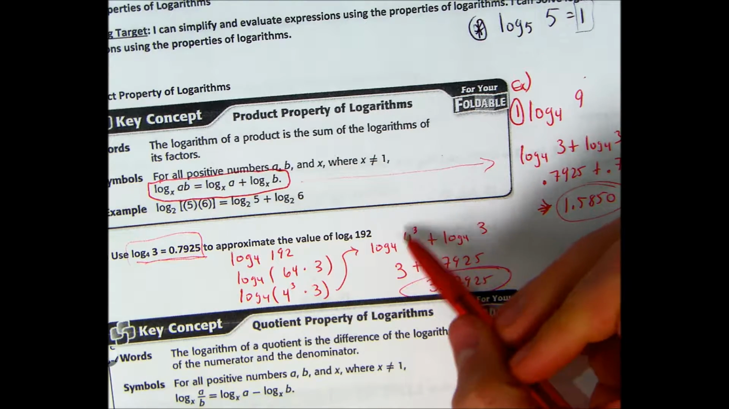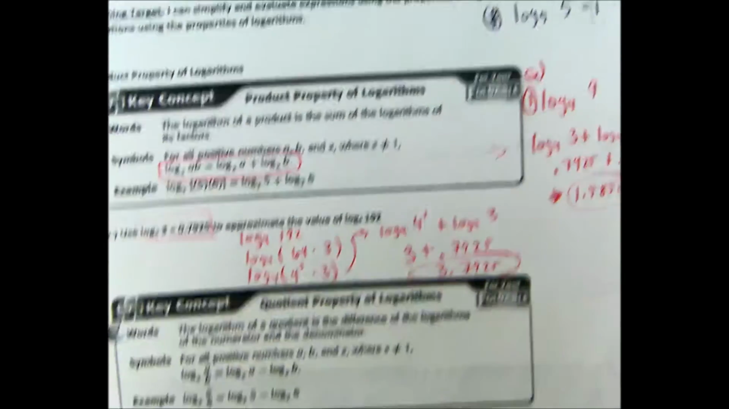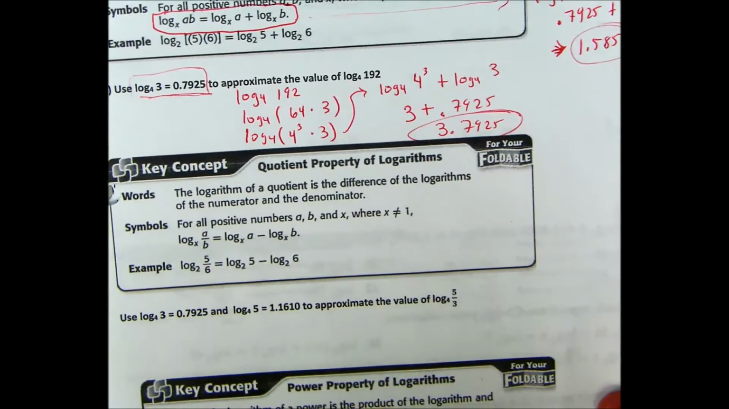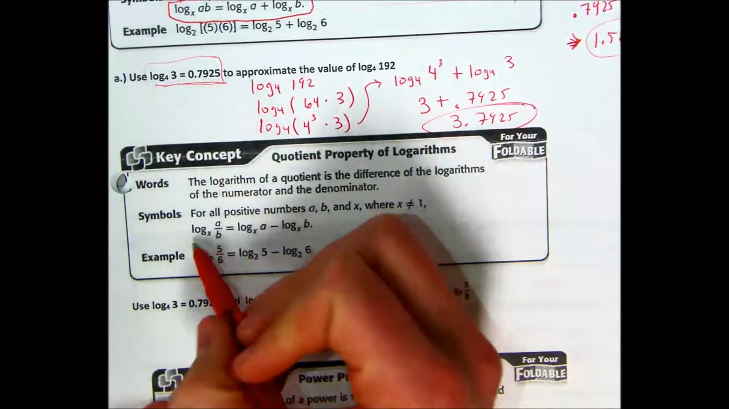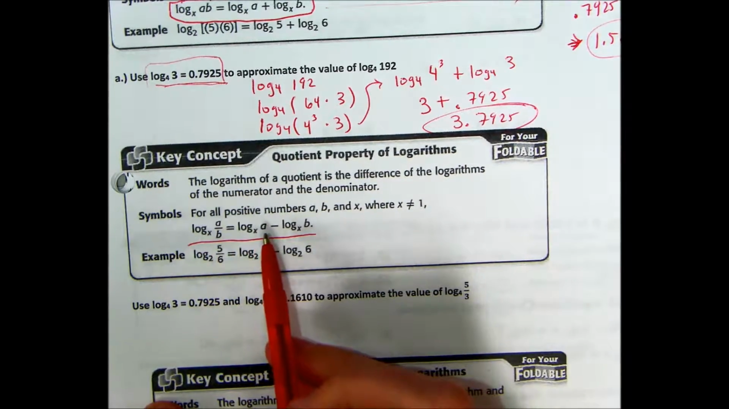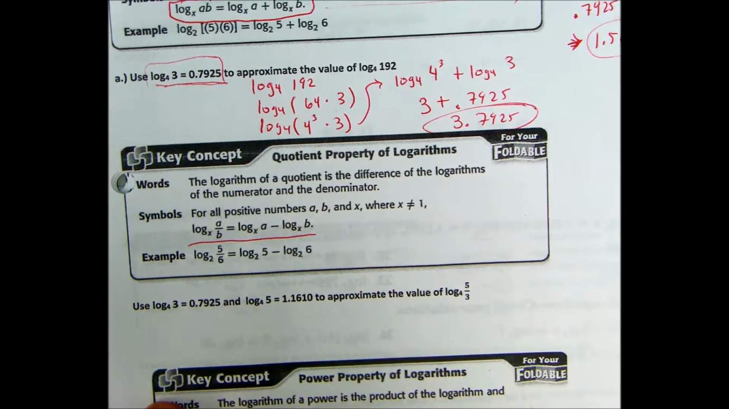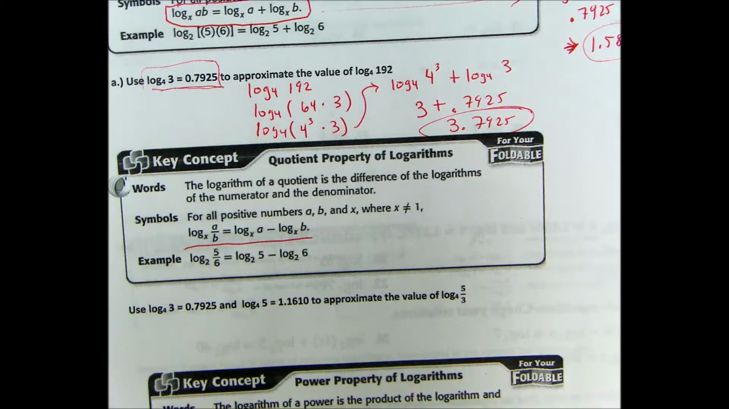But our next property is the quotient property. And this one, it says if you have anything that looks like this in the beginning, you can break it into the first part, the numerator, subtracting the denominator. Okay, so the example here, again, these are the hints parts. What are the hints for you?